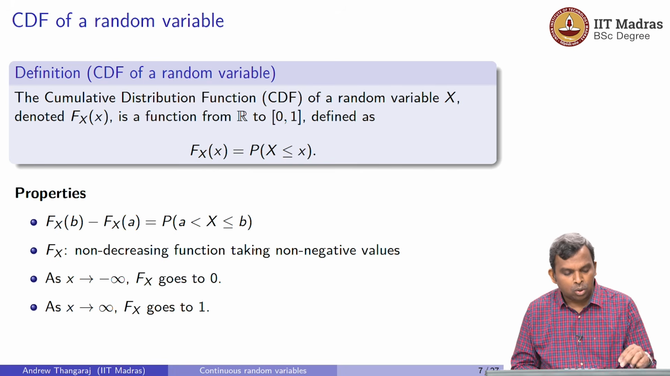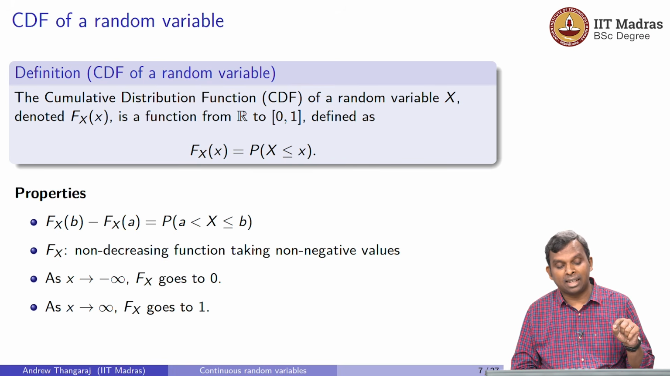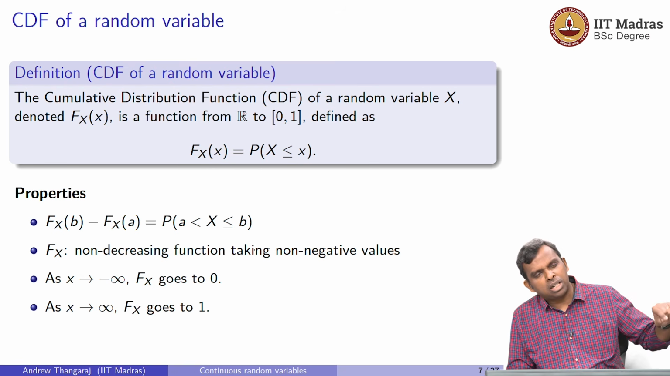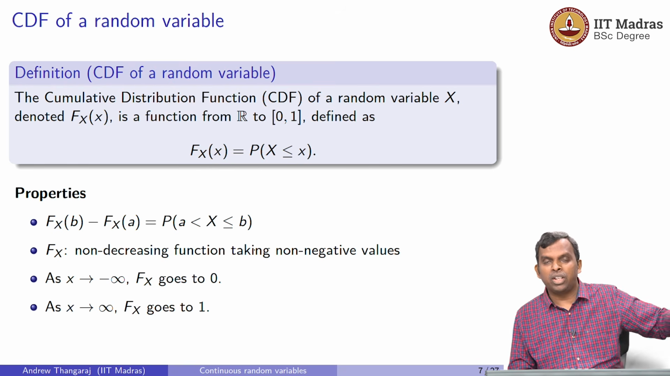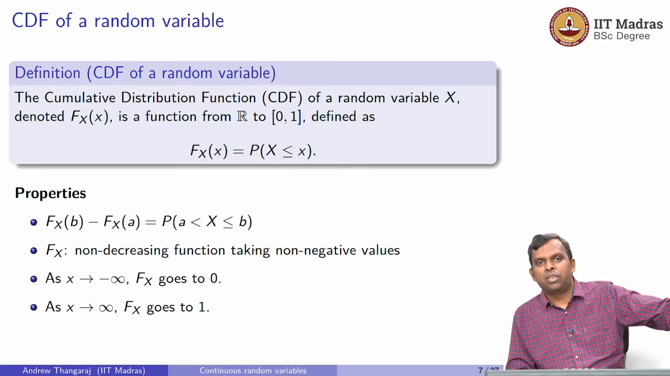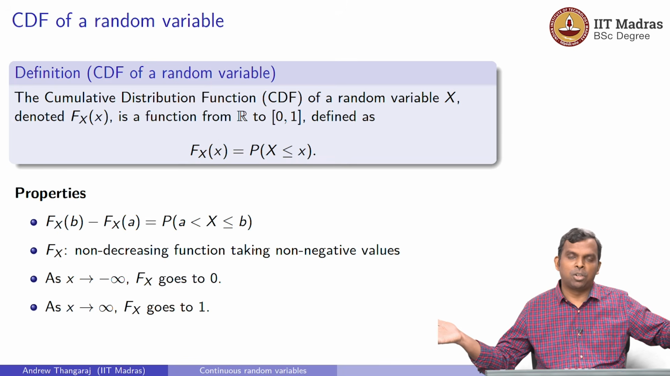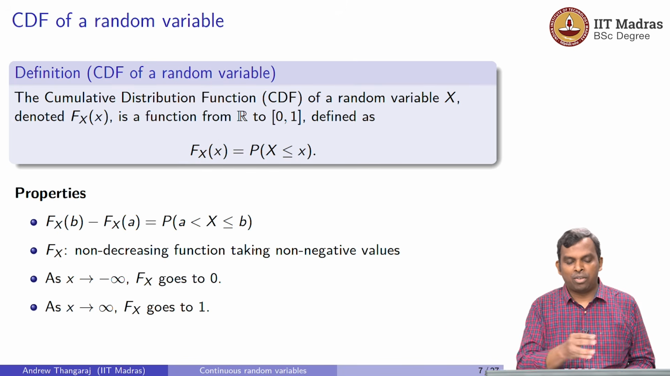Okay, so now the last two properties are limiting properties, in the sense that I want to look at the case where small x becomes smaller and smaller and keeps on going in the minus infinity direction. So eventually, whatever your random variable is, if your small x is going towards the left, you will run out of all the possible values it can take. So your probability will go to 0, so Fx will go to 0.